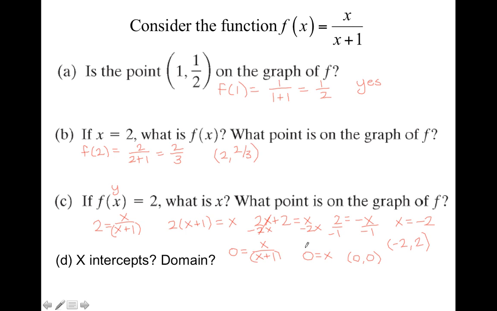And then it's asking about domain. If you remember from the previous section, to find the domain, when you have a fraction, you want to make sure your denominator is not equal to 0. So I'm going to do x plus 1 not equal to 0. So I get that x is not allowed to be equal to -1. If you did have x equals -1, that will make your whole function undefined because it would be dividing by 0.